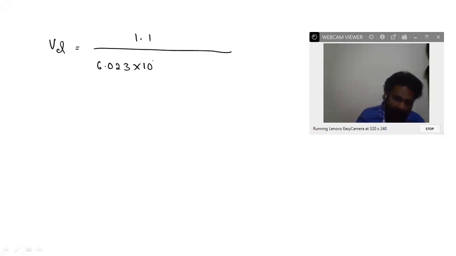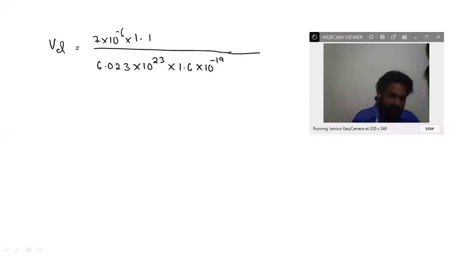So now we will substitute. Drift velocity is equal to what? The current is 1.1 ampere. So 1.1 divided by N. First N we will substitute 6.023 into 10 raised to 23 divided by 7 into 10 raised to minus 6. That is N. Now e is 1.6 into 10 raised to minus 19.